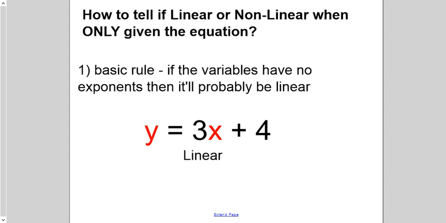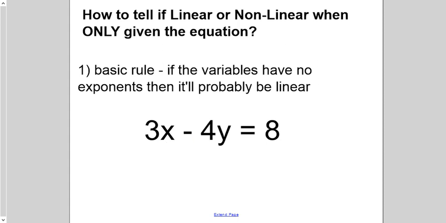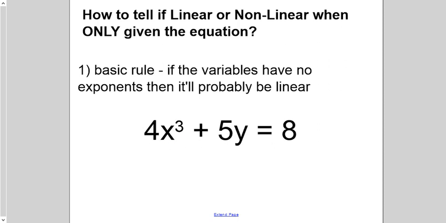Okay, so let's take a look at another one. There we go. There's our equation. Focus on the variables, the x and the y. And suddenly we go, hey, there's no exponent, so it's linear. What about this one? Well, the x has an exponent of 3. The y is okay in this case, but the x, it's got the exponent, so it's non-linear. And I actually need to change that. That was a mistake there, so we'll do that right now. Non-linear. There we go.